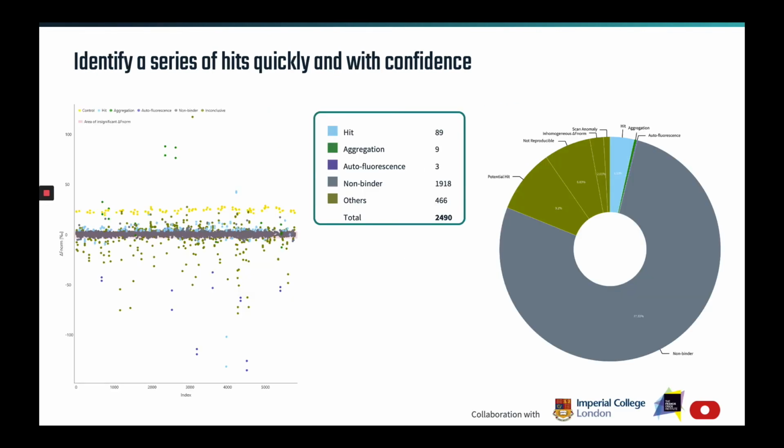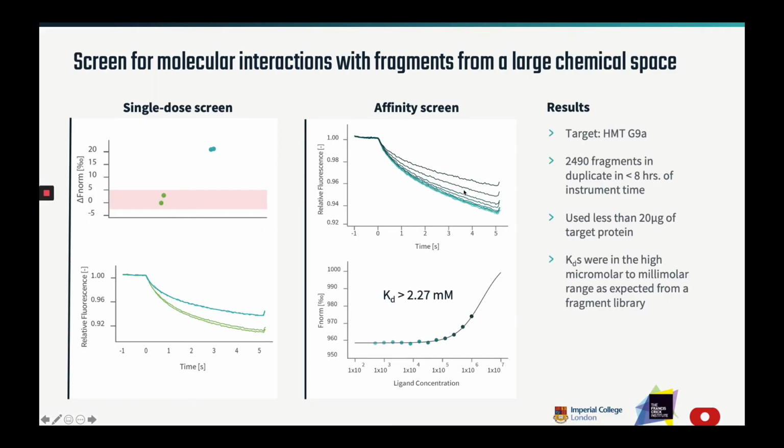So when they performed the screen, they identified a series of hits. As I mentioned, they screened almost 2,500 different compounds, and 89 hits were determined. As the software automatically processes the data, we were also able to identify 9 samples that were caused by aggregation. There was some autofluorescence that was observed, and of course the non-binders that came from this experiment.